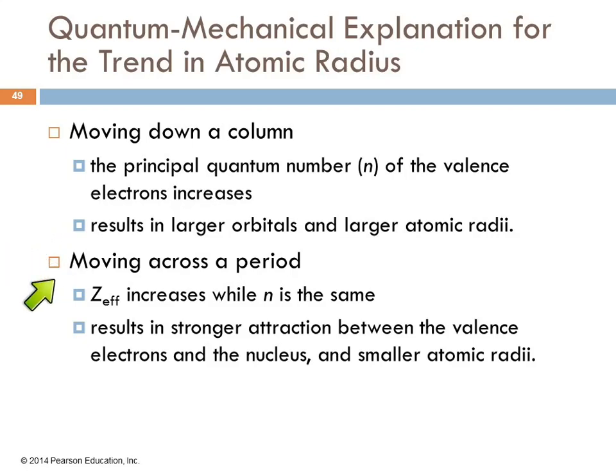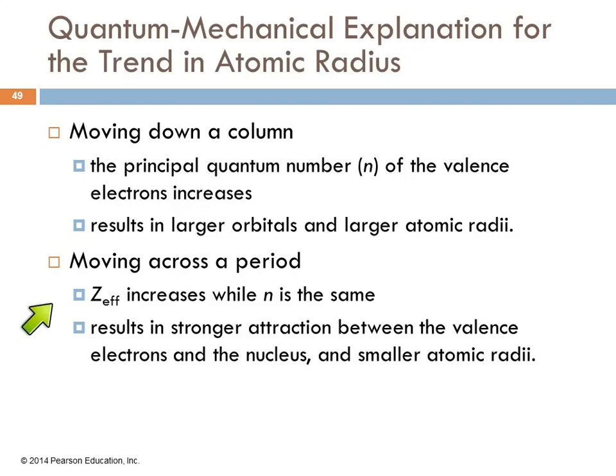Going across a period, the effective nuclear charge increases while the principal quantum number remains the same. Okay, you can't compare with effective nuclear charge things that are not in the same period, because then you're dealing with two factors. One factor is changing quantum number. The other factor is effective nuclear charge. So we compare effective nuclear charge in the same period. All those electrons are in the same principal energy level.